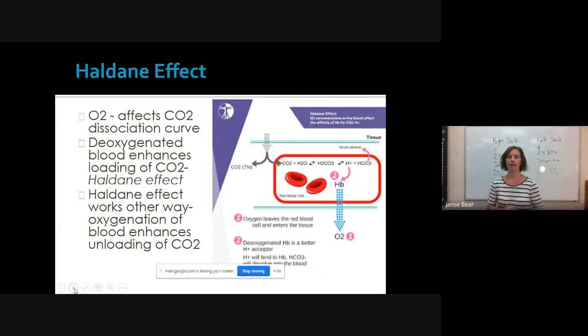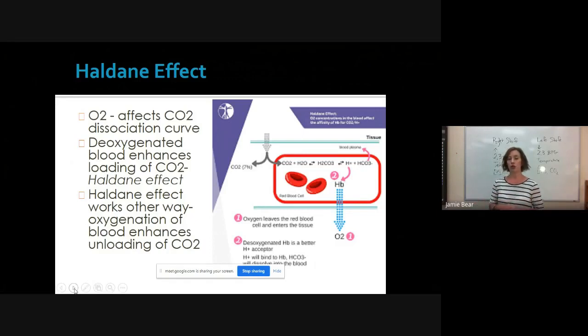And the Haldane effect talks about how oxygen affects carbon dioxide dissociation with hemoglobin. So when deoxygenated blood is present, it will enhance the loading of carbon dioxide on red blood cells, on the hemoglobin. And then the Haldane effect works another way.